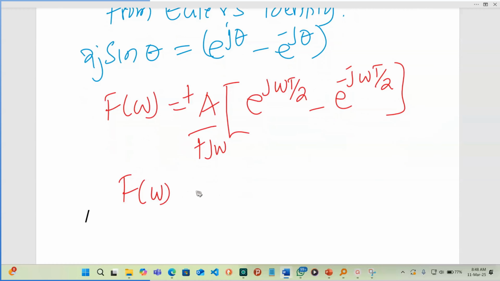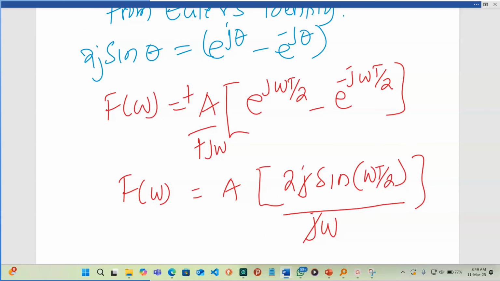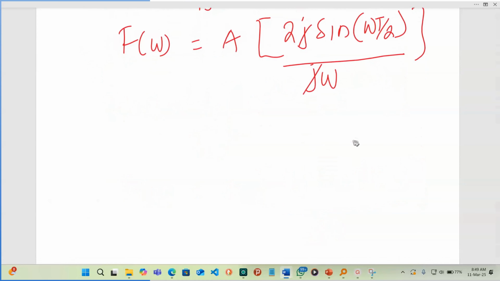So F omega becomes what? A into 2j sine of what? Sine of omega T over 2. Then we are dividing this by j omega. So meaning the j and that will go. And then what becomes the Fourier transform? So the Fourier transform, F omega becomes A.